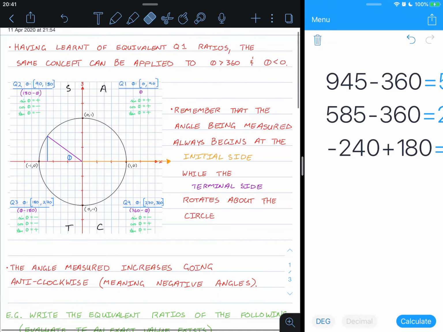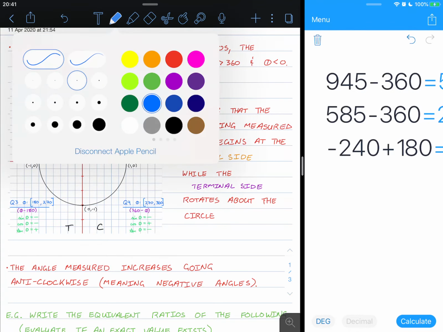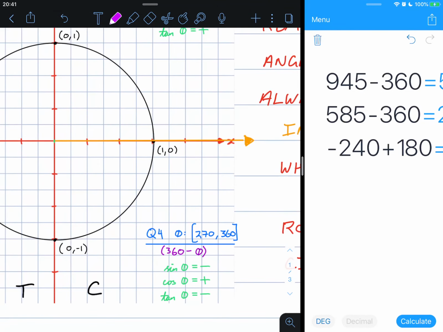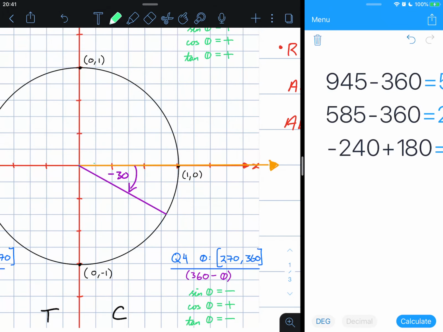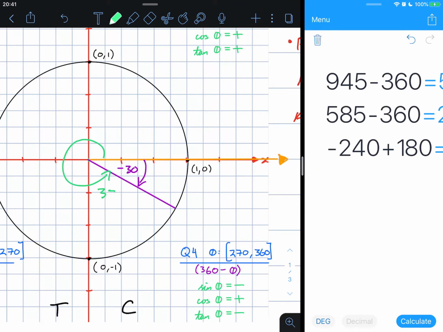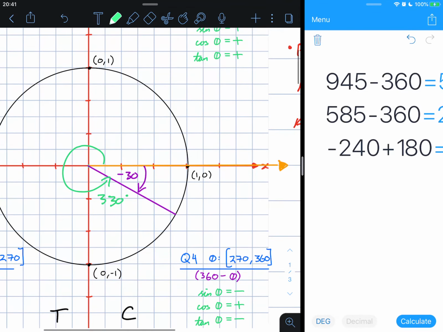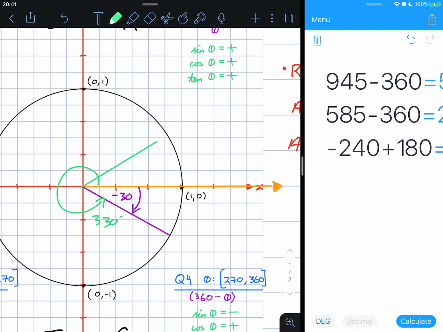Sine of negative 30. Let's draw this out so we can imagine it. So here's my initial angle. Here's 0 degrees, negative 30 degrees here. Well, that is the same as if we went around this way. Well, that angle will be 330 degrees. Well, that angle is the same as this triangle here of 30 degrees.